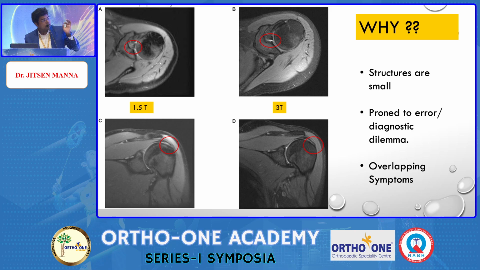they are very prone to diagnostic dilemma, and symptoms are very much overlapping. So we should always go for the higher-capability machine to get good MRI pictures.